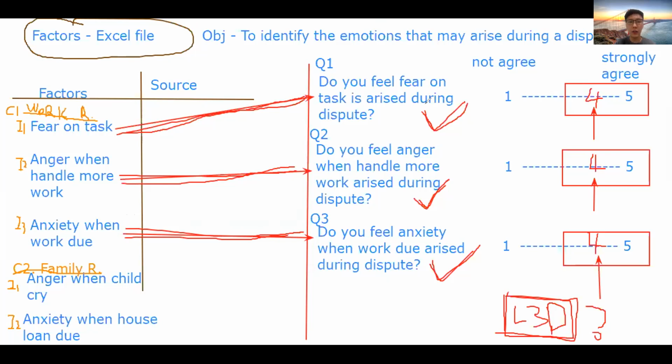Why no one disagree? Then how are you going to analyze? All are important. Question 1 important? Yes, important. Question 2 important? Yes, important. Question 3 important? Yes, important. All of them are affecting the emotions. Okay, very important. Affect emotion. Then how are you going to analyze? Anyone?